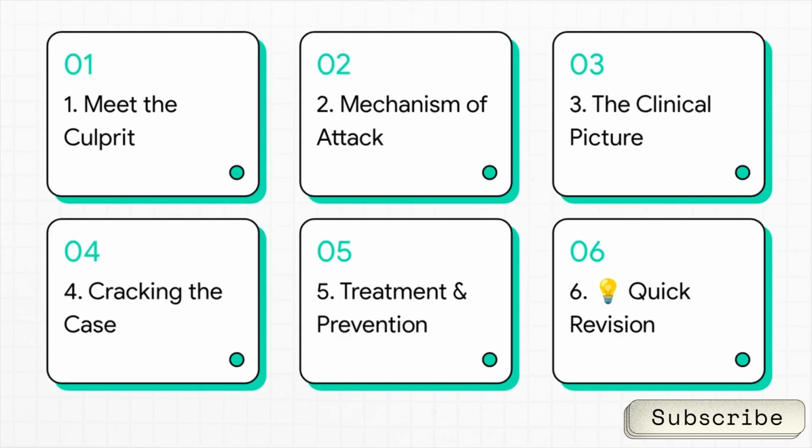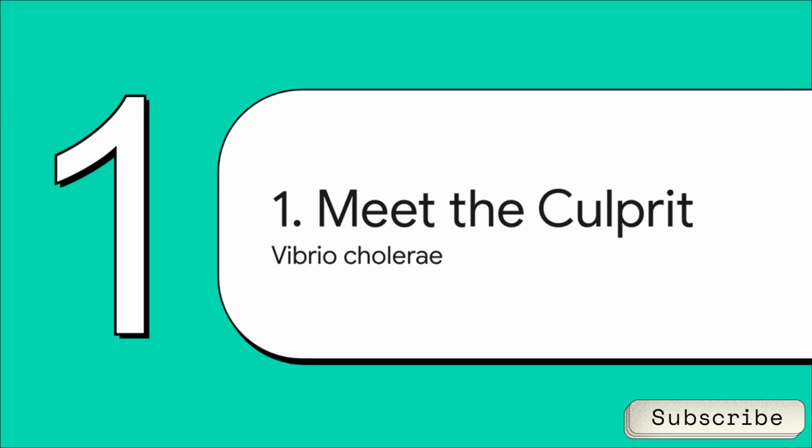So here's our game plan. We're going to meet the culprit, Vibrio cholerae, then we'll look at its mechanism of attack, or pathogenesis. After that, we'll cover the clinical picture, how to crack the case with lab diagnosis, and of course, treatment and prevention. And we'll wrap it all up with a quick revision to lock it all in. First up, let's get to know the bug behind all the trouble, Vibrio cholerae.